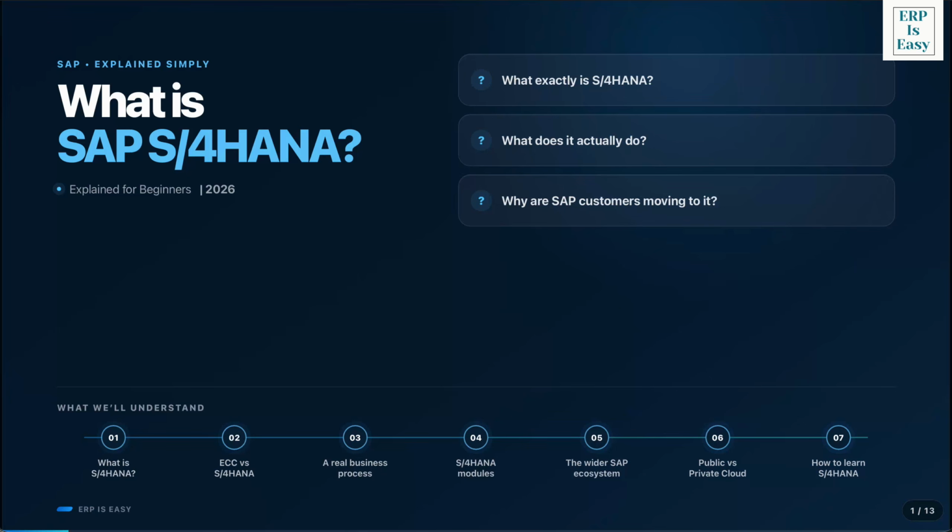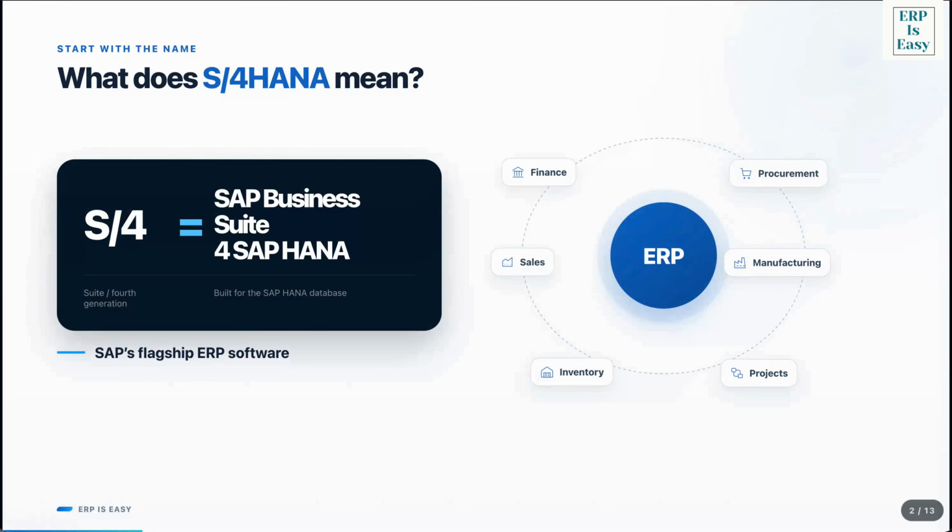Now let's get started. What is SAP S4HANA? S4HANA stands for SAP Business Suite for SAP HANA, and S4HANA is SAP's flagship ERP software. Now if you are completely new to SAP, you might ask what exactly is an ERP software? ERP stands for Enterprise Resource Planning. In very simple terms, an ERP system is the software that organizations use to run their day-to-day business operations.